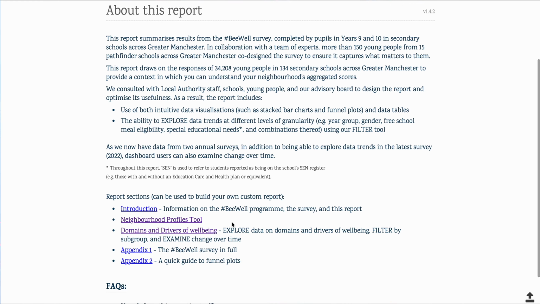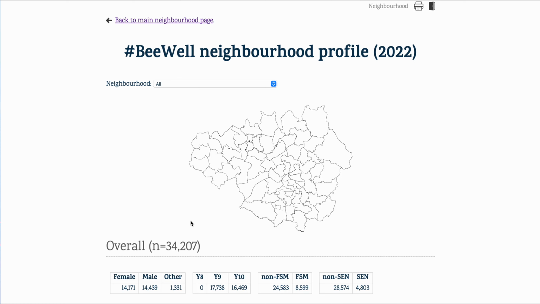Just going to give you a quick guide to the Neighbourhood Profiles tool, which is a feature that we've added recently. This allows you to look at a specific neighbourhood within Greater Manchester rather than looking across the city region as a whole.